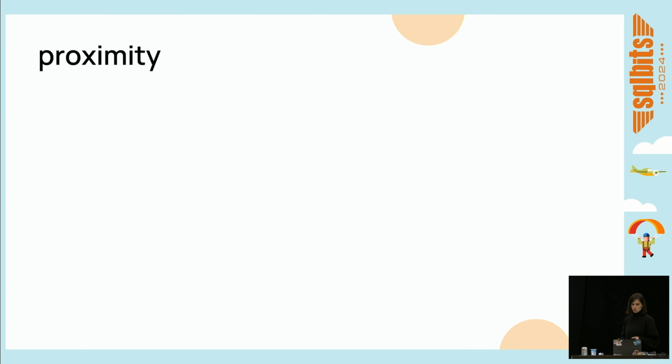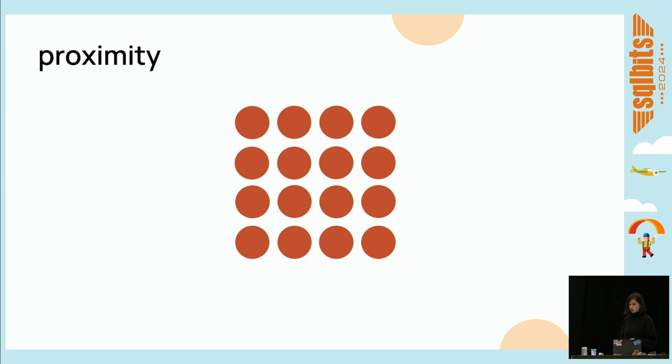And the principle of proximity is the next one. So can anyone tell me how many groups of circles can they see here?